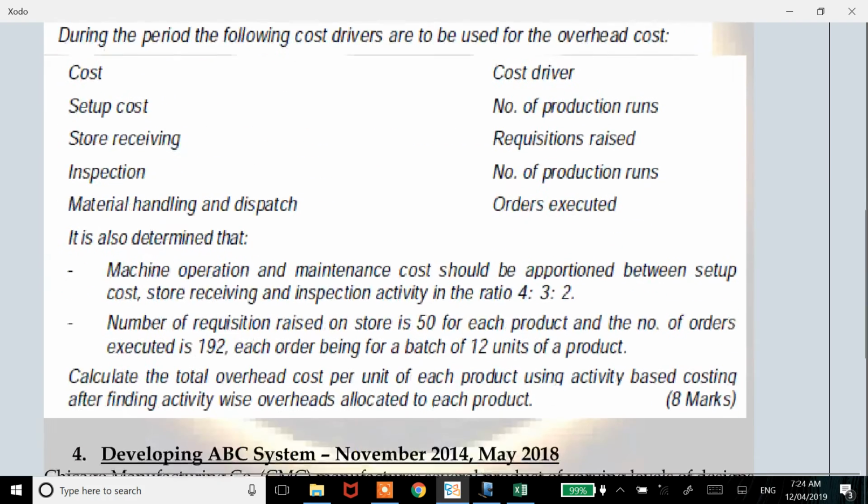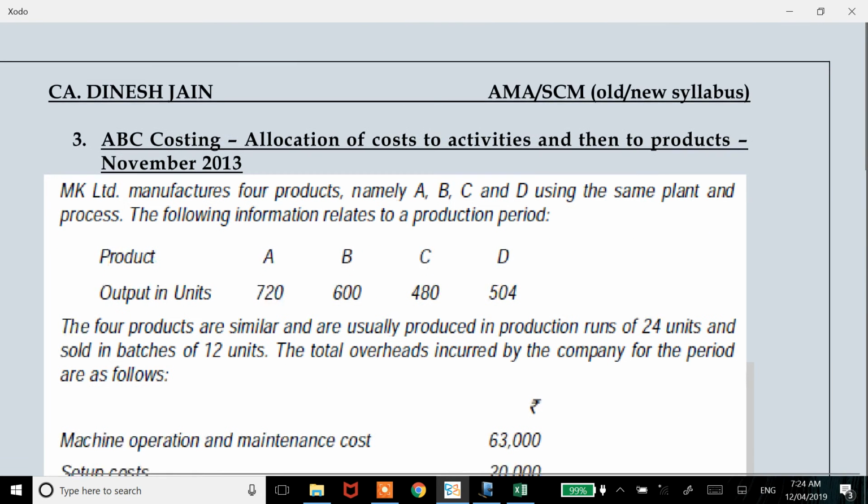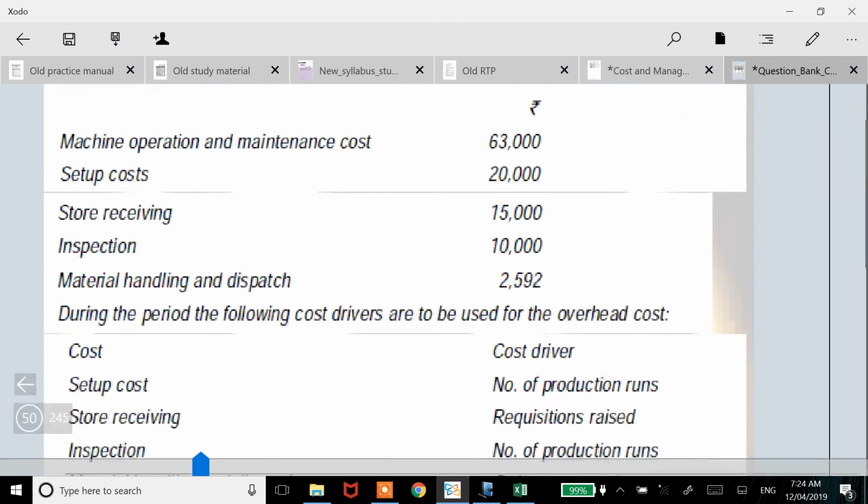Okay. Now coming to this question, this is only on activity based costing. The last part of the question says calculate total overhead cost per unit of each product using activity based costing after finding activity wise overheads allocated to each product. In fact, they just want the overhead cost. Only overheads are given. They have not given materials. I'll see a problem where we do all the 5 steps.